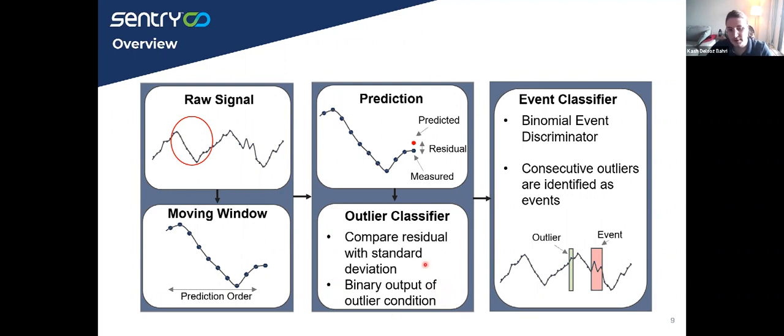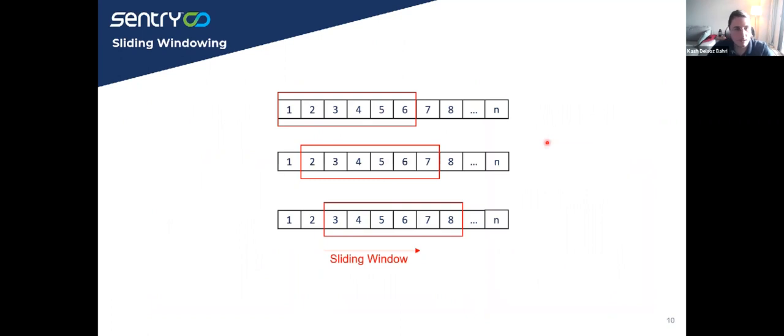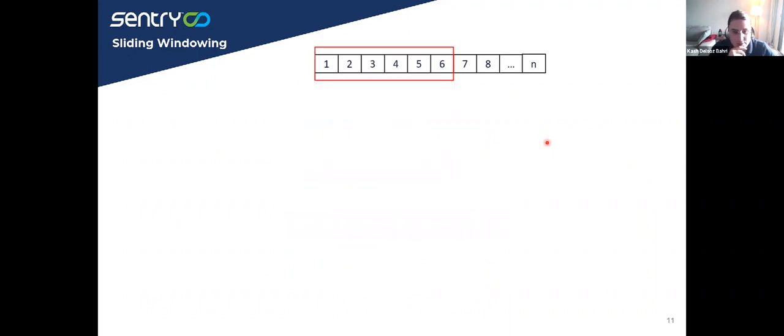And then we feed this output to the event classifier. That is where we differentiate between outliers and events. If we have consecutive outliers, numerous outliers within the window, then we have an event. If not, it's just an outlier and we don't raise an alarm. As I mentioned, we are using a sliding window. The window slides by one interval. And in each window, we do a couple of steps.